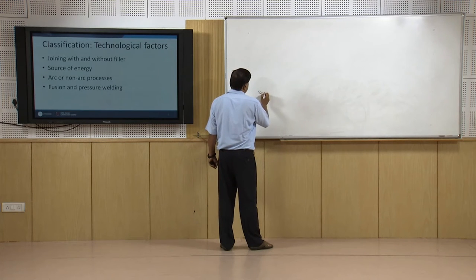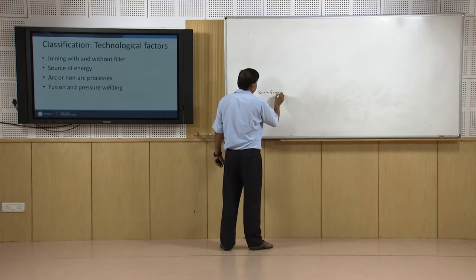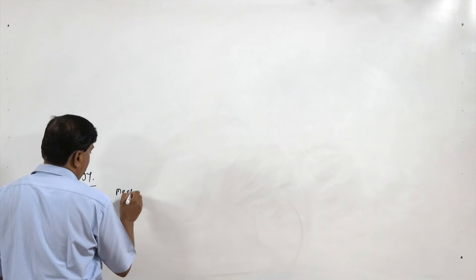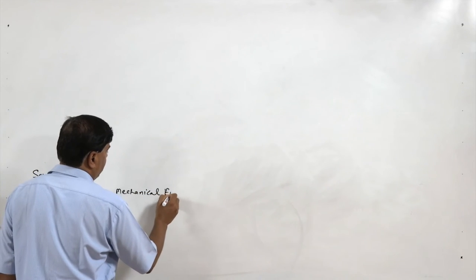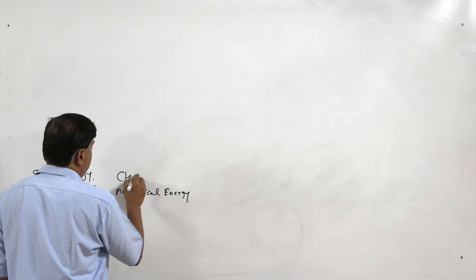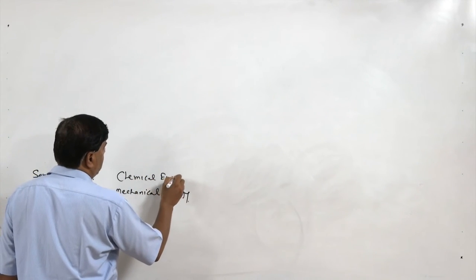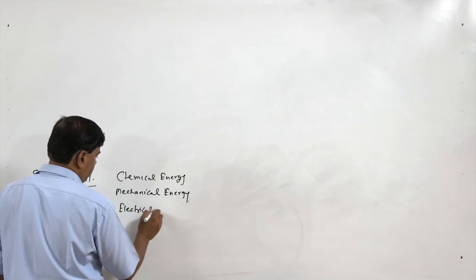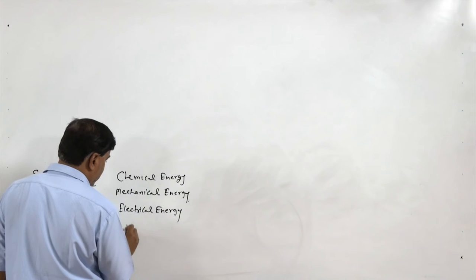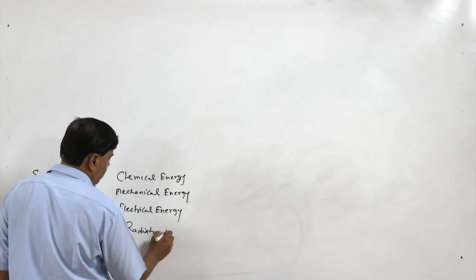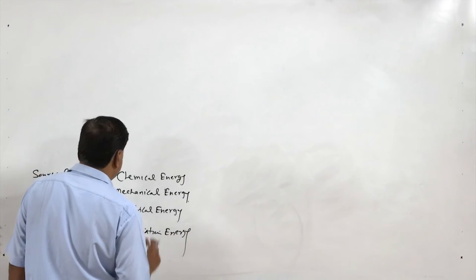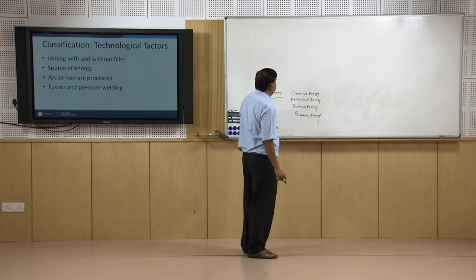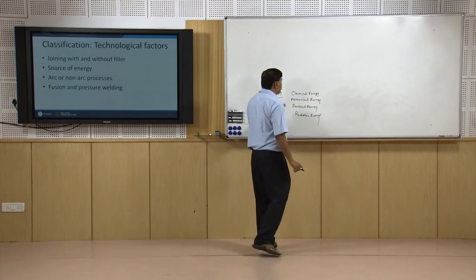Then the source of energy is another criterion based on which the welding processes can be classified. The source of energy is in the form of, say, mechanical energy, chemical energy, electrical energy, and radiation energy. So these are the different forms of energies which are used for the welding purpose or for the joining purpose.